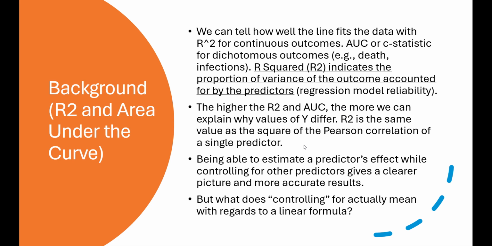Being able to estimate a predictor's effect while controlling for other predictors gives us a clear picture and more accurate results. But what does controlling for actually mean with regards to a linear formula? We often say this is the intervention effect controlling for age and gender. But what does it mean when we say control for? I'm going to get to that slide later, but I just want to mention that now because it's a type of interpretation that we often say, but I want to explain what that really means mathematically.